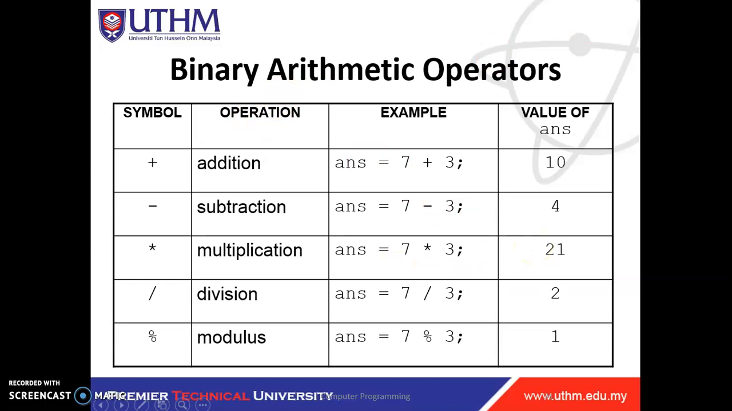So binary arithmetic operators, you have addition, subtraction, multiplication, division, and modulus. What you're not familiar with is modulus, right? So modulus here means 7 modulus 3 is equal to 1. What does this mean? It means 7 divided by 3, and then the leftover is 1 if you take only the integer.